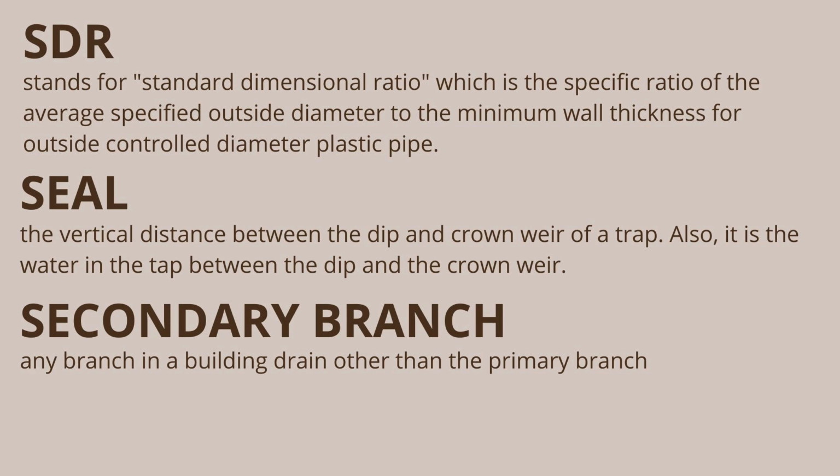Seal. The vertical distance between the dip and crown weir of a trap. Also, it is the water in the trap between the dip and the crown weir. Secondary branch. Any branch in a building drain other than the primary branch.